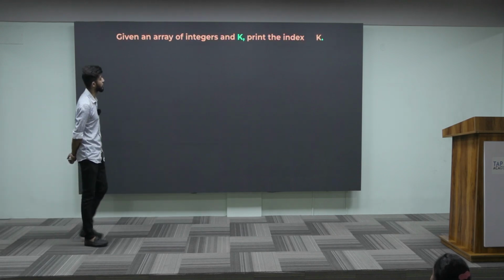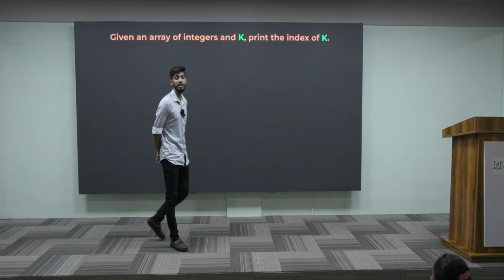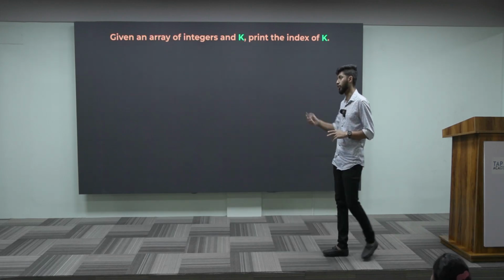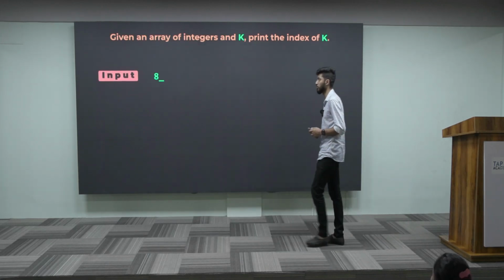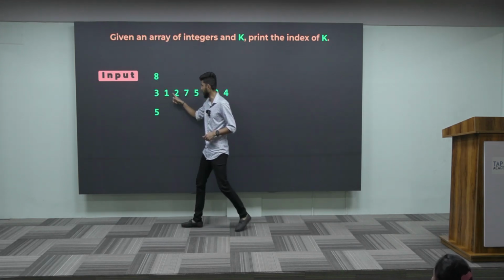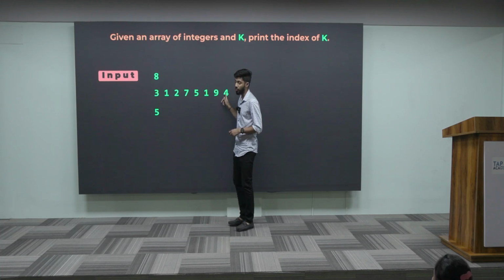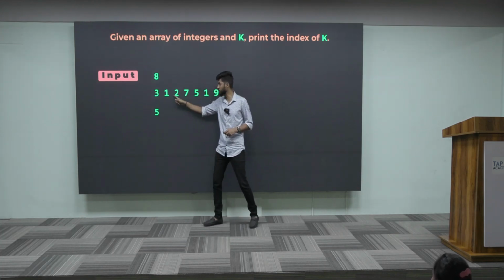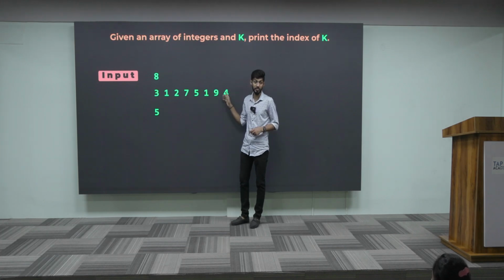Given an array of integers and k, print the index of k. So you are given an array and a k value. For example, if this is the input, first the size is given, that is 8, means 8 array elements are given. After that one value is given. What is the value? 5. You need to say in which index 5 is present. If the element is not present, you need to say -1. Is that clear to you?